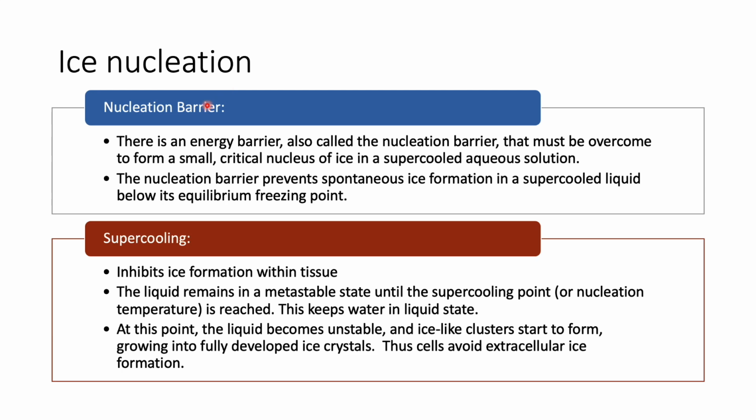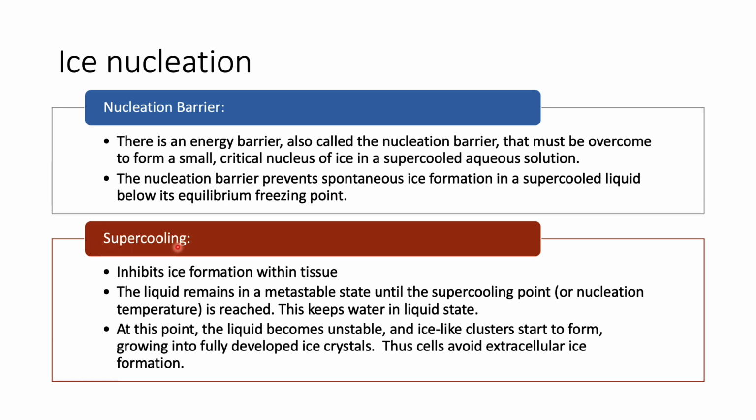We'll move on to the next one, which is ice nucleation. So ice nucleation is also another mechanism by which the ice crystal grows. There is an energy barrier, which is called the nucleation barrier, that must be overcome to form a small critical nucleus of the ice in a supercooled aqueous solution. This nucleation barrier prevents spontaneous ice formation in a supercooled liquid below its equilibrium freezing point.